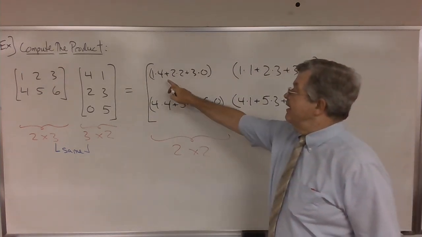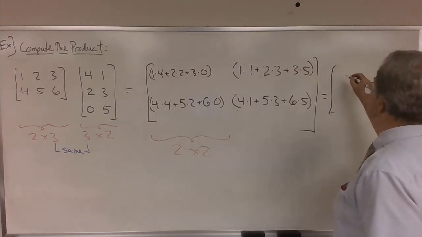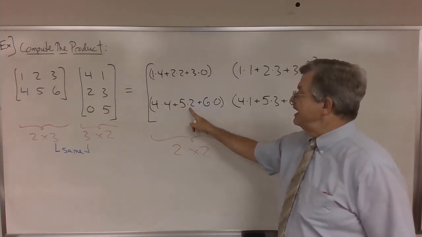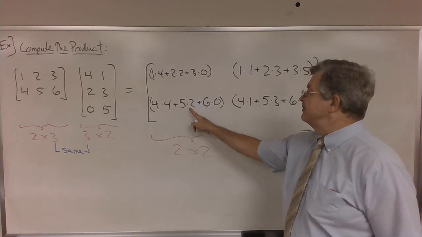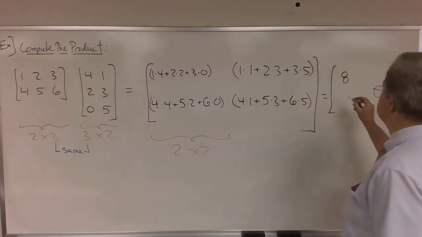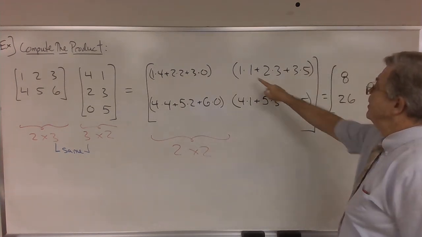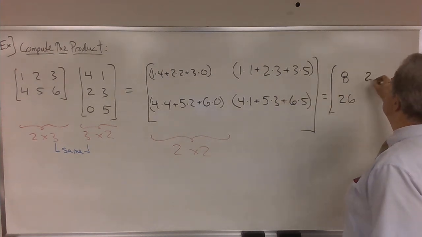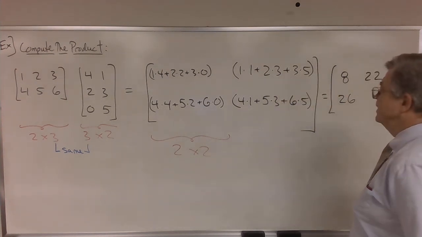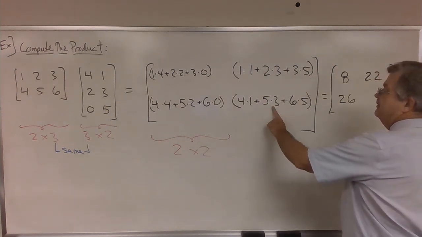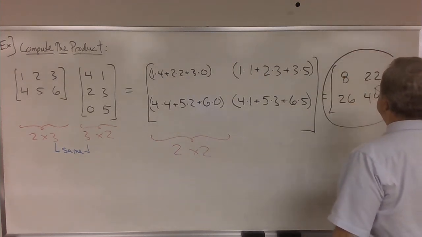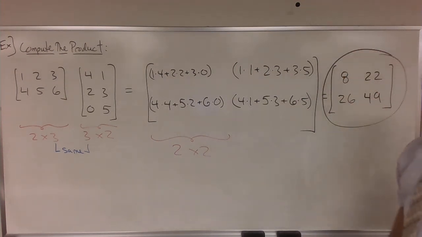So what do we have? 4 plus 4 is 8. 16 plus 10 is 26. 1 plus 6 is 7, plus 15 is 22. 4 plus 15 is 19, plus 30 is 49. And this is the product of the two matrices.